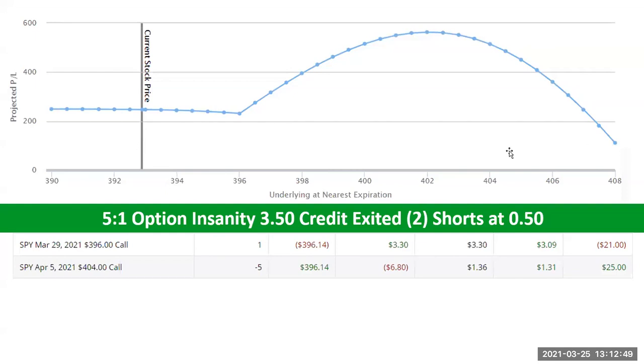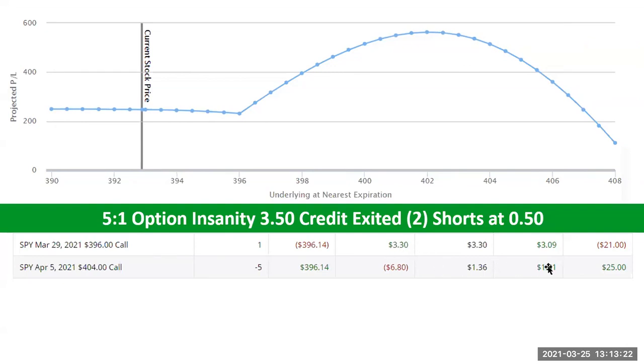And ultimately what that was doing, by exiting 2 of the shorts at 50 cents, basically locking in a small profit on the trade on 2 of the shorts, I was able to maintain a $2.50 credit, or $250, if the market tanked. Of course, the market did tank. The long option is now only worth about 10 cents, and so it's really worthless. The 404 calls are worthless, so those are all exited.